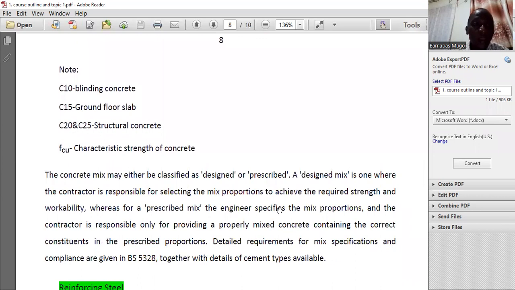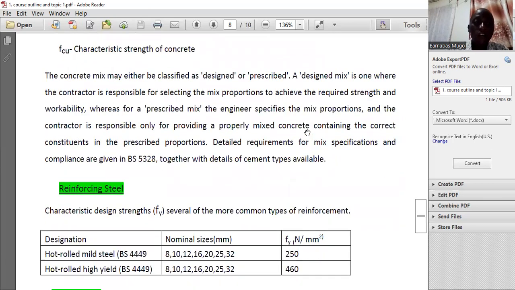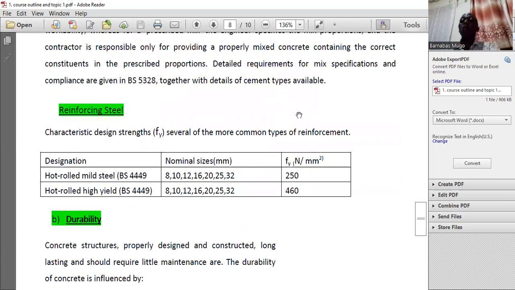Then from there, we need to know that C10, that is FCU of 10, is used as the binding concrete. C15 is used for the ground footing. C20 and C25 can be used for the structural concrete. And FCU stands for the characteristic strength of concrete. We also have the characteristic strength of the steel, which is given by Fy, as you can see from that table.